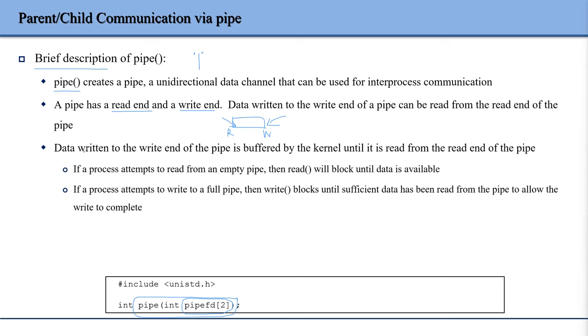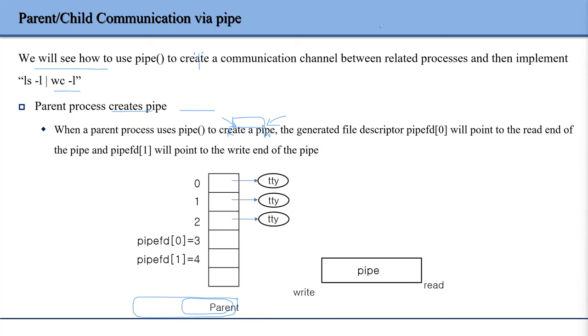Then the data written to the right end of the pipe is buffered by the kernel until it is read from the read end of the pipe. And then I can directly give you an example of the pipe. So here, this is the general idea of the pipe.